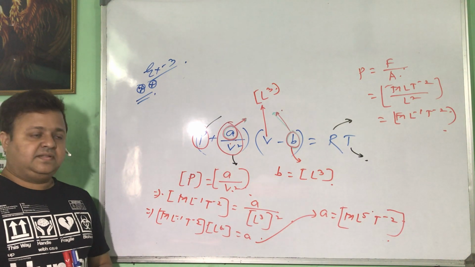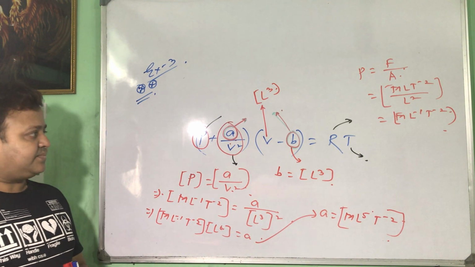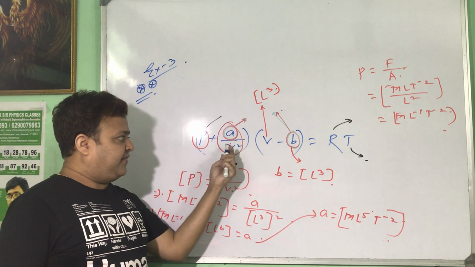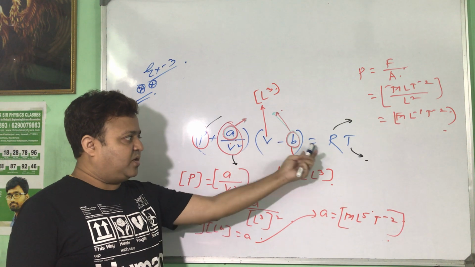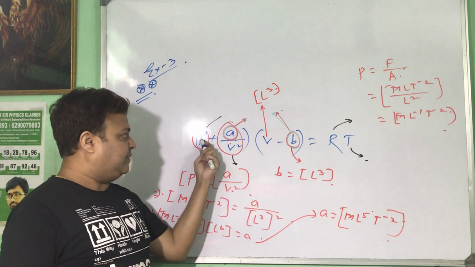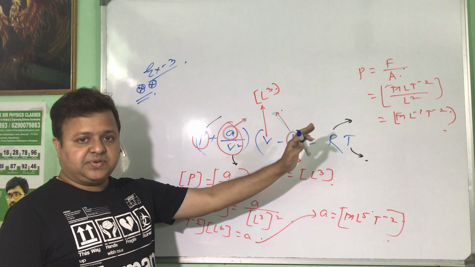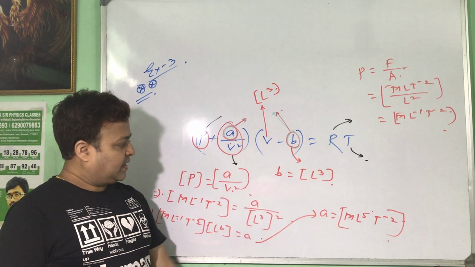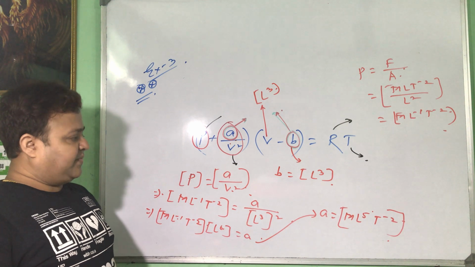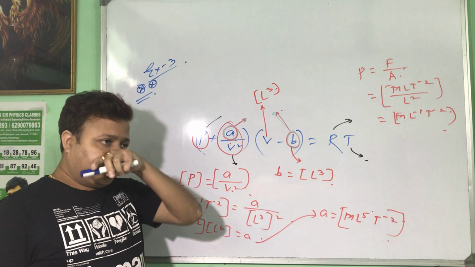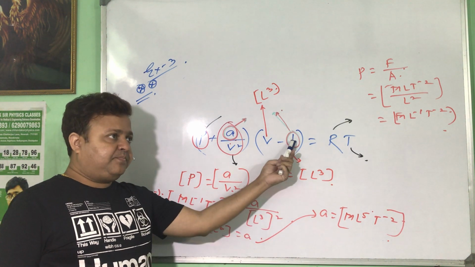Okay, repeat করছি আমি। This is the van der Waals equation, P plus A by V square into V minus B equal to RT, where P is the pressure, V is the volume, R is the universal gas constant, capital T is the temperature. So from this equation we have to find the dimension of the van der Waals constants, that is small a and b. What is the dimension of b?